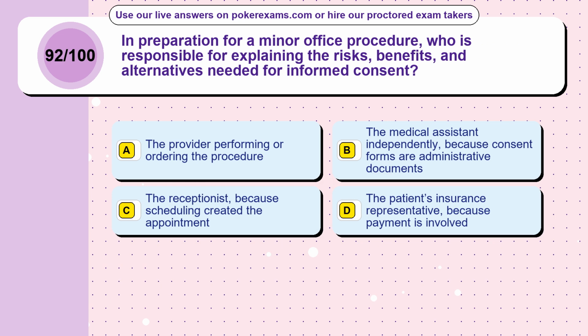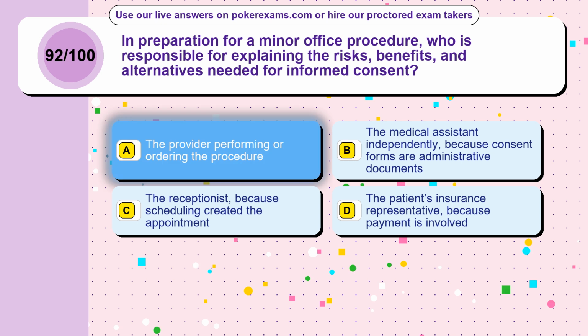Question 92. In preparation for a minor office procedure, who is responsible for explaining the risks, benefits, and alternatives needed for informed consent? Option A. The provider performing or ordering the procedure. Option B. The medical assistant independently, because consent forms are administrative documents. Option C. The receptionist, because scheduling created the appointment. Option D. The patient's insurance representative, because payment is involved.